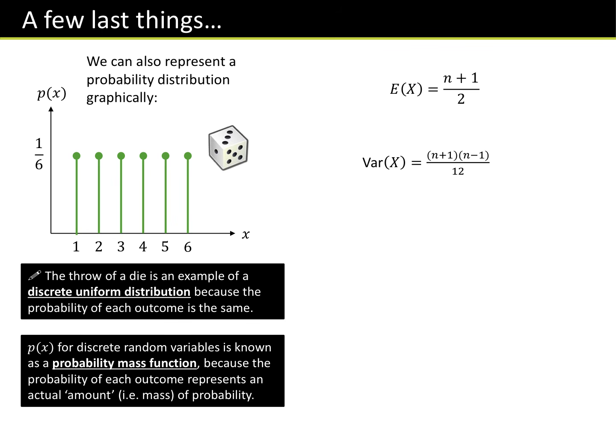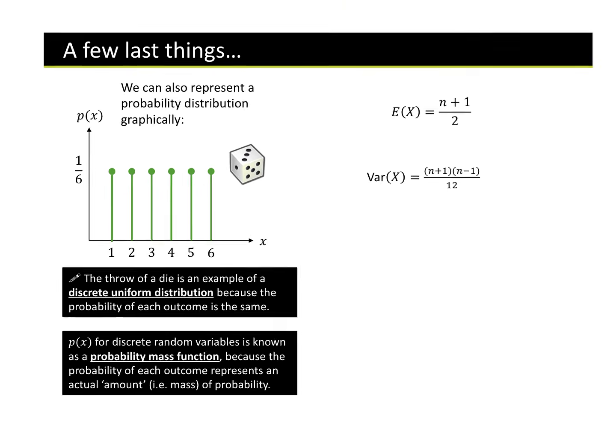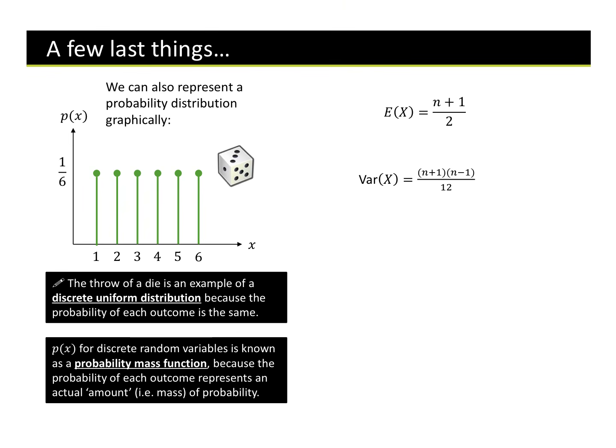Okay, so the last thing this chapter is looking at is discrete uniform distribution. And the best example of this is a dice, because the probability of each outcome is the same. There's 1 in 6 chances for 1, 2, 3, 4, 5, and 6. So the probability of x is known as a probability mass function, because the probability of each outcome represents an actual amount, as in there are 1 in 6 chances, like 6 faces. And for this, we have 2 rules. Our expected value is n plus 1 over 2, where n represents our possible outcomes, and our variance is n plus 1 multiplied by n minus 1 over 12.